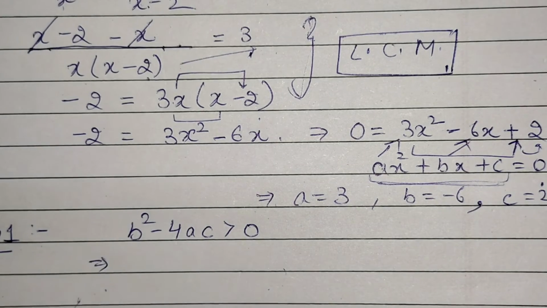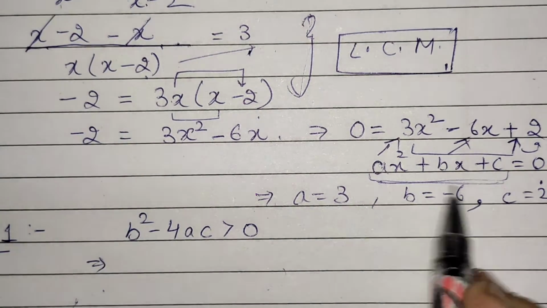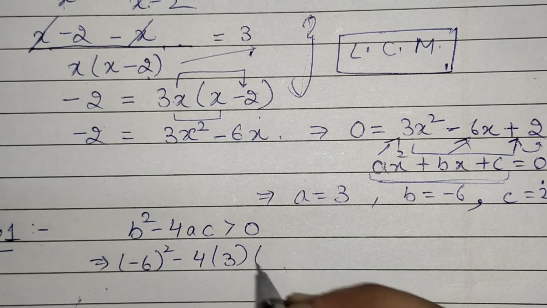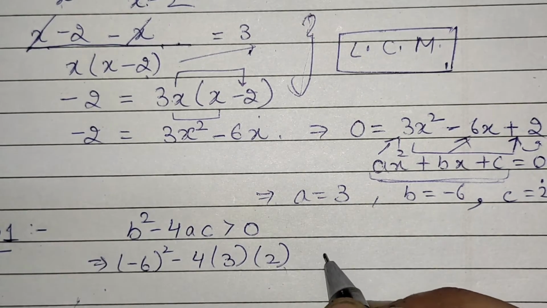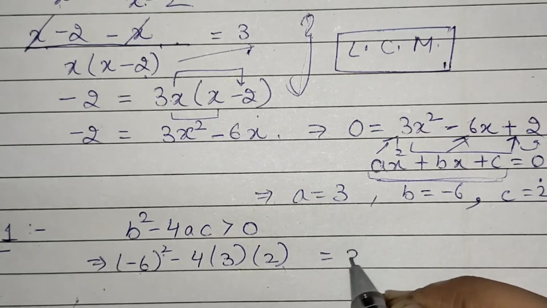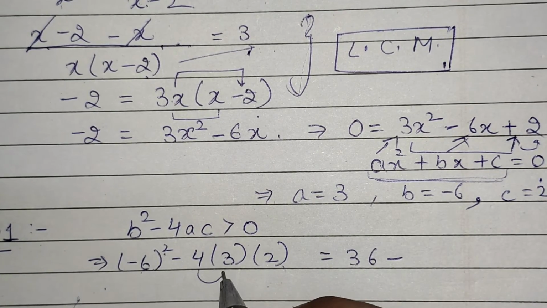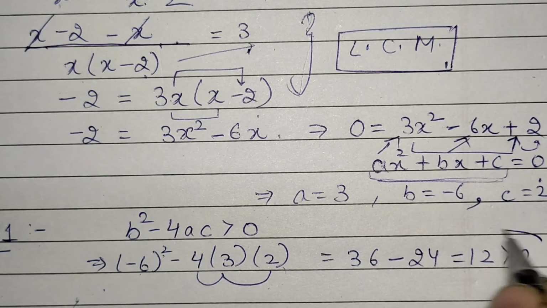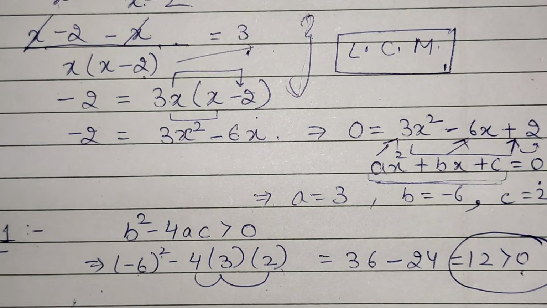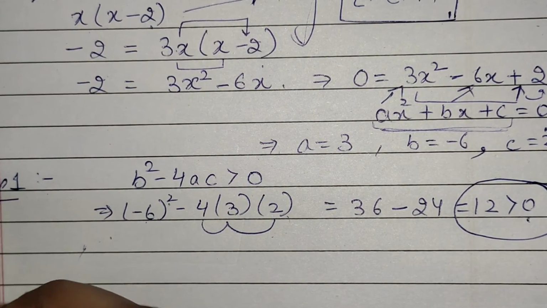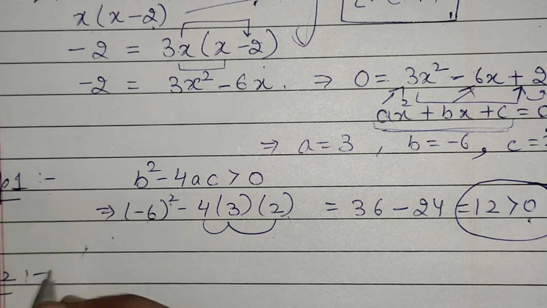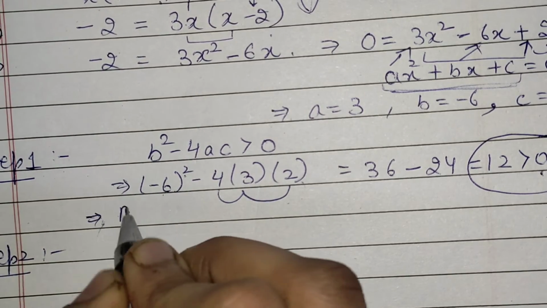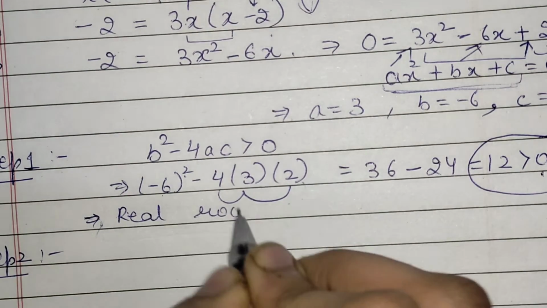Okay, so b is what? -6 square minus 4 into 3 into 2, which will give you what? Minus 6 square will give you 36. 4 into 3 is 12, 12 into 2 is 24, which will give you 12, and which is greater than 0. Done. Step number 1 is done. That means greater than 0 means your real roots exist. Okay, that means our real roots exist.